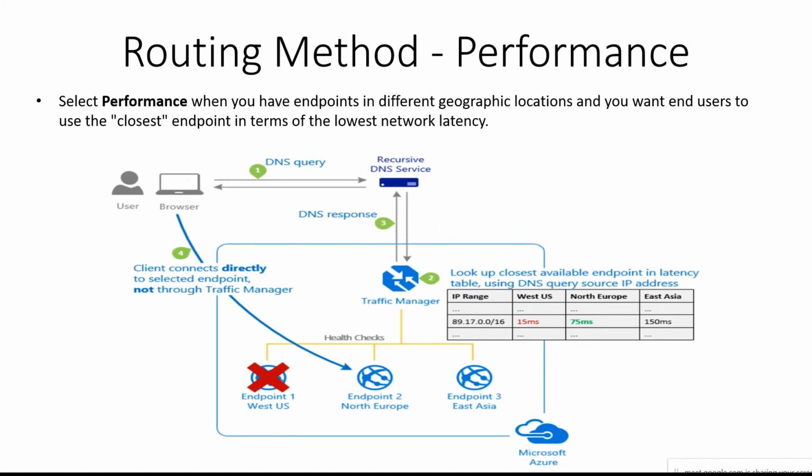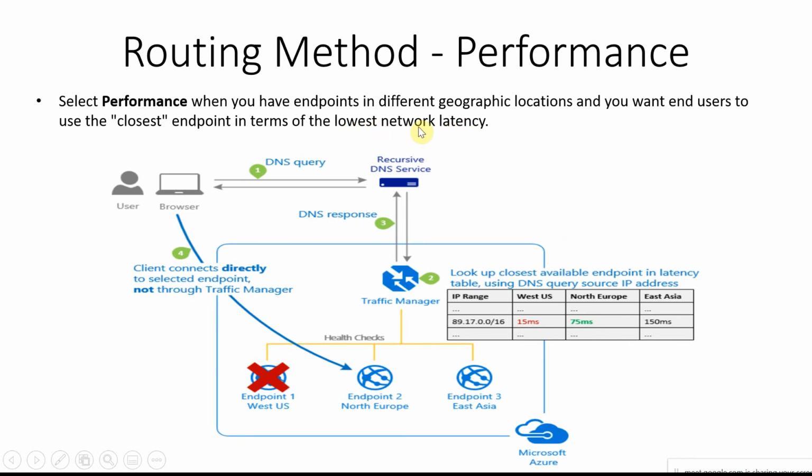The third one is performance. This is based on the geographical endpoints. When you have endpoints in different geographical locations and you want end users to use the closest endpoint, it considers primarily the latency into consideration.